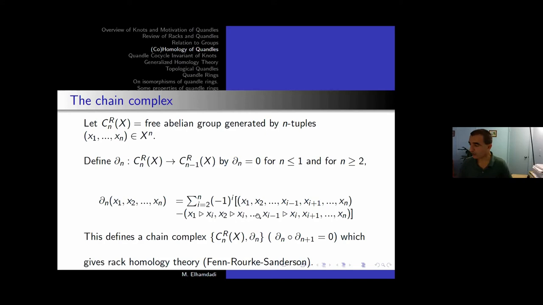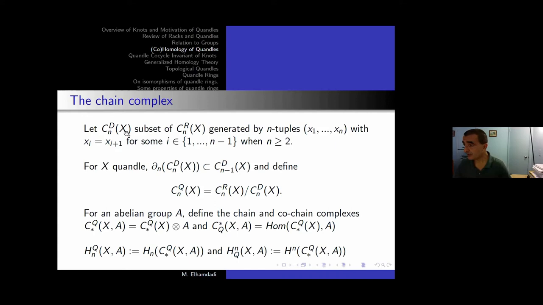As I mentioned, Carter, Saito, Kamada, Jelsovsky and Langford realized that if you take the degeneracy subcomplex, which is generated by tuples such that two consecutive elements are equal, you can check that the boundary maps the degenerate n into n minus one. This allows you to do a little bit of homological algebra. You can take the quotient complex and you get the homology theory or the cohomology theory.